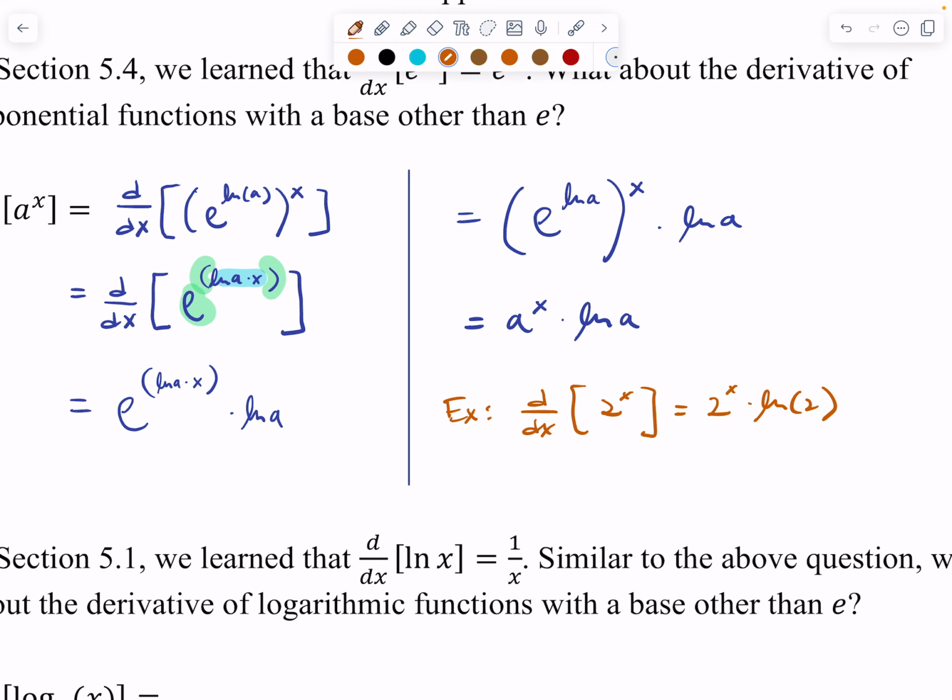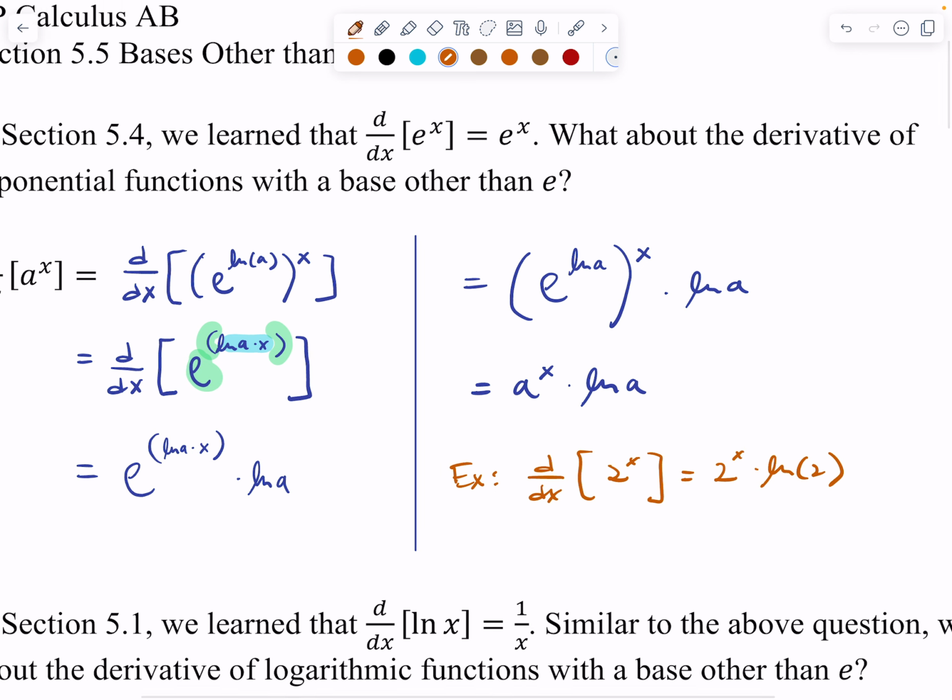And this works also for e to the x. This rule still applies for e to the x. If we were differentiating e to the x and applying this same formula, we would have e to the x times natural log of e. Well, natural log has a base of e, so that would actually just simplify to 1, leaving us with e to the x, which is what we already know.